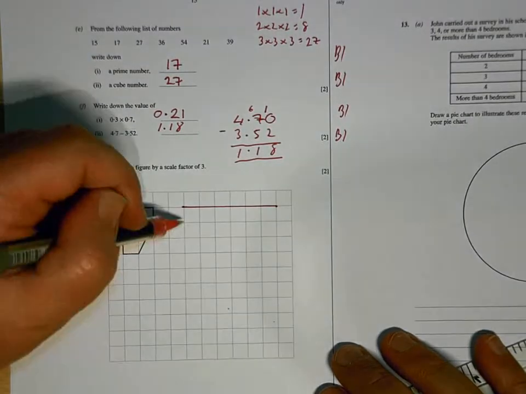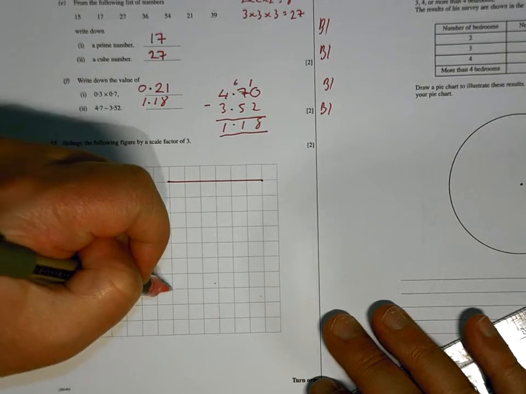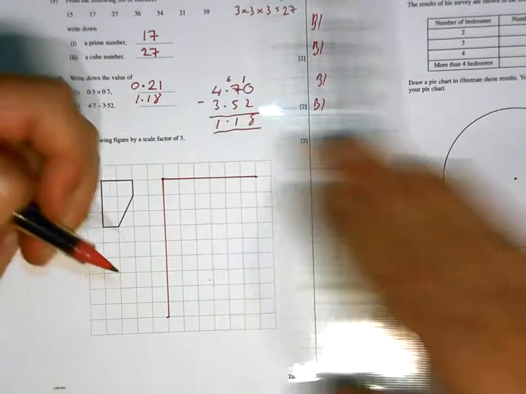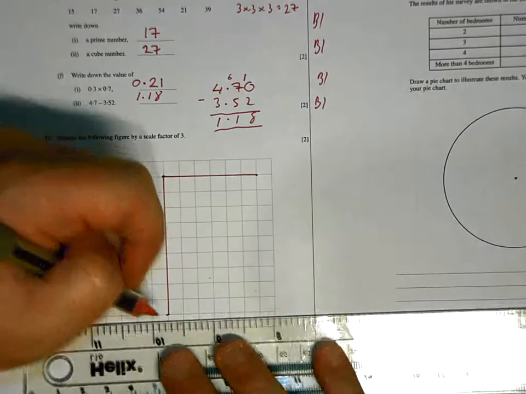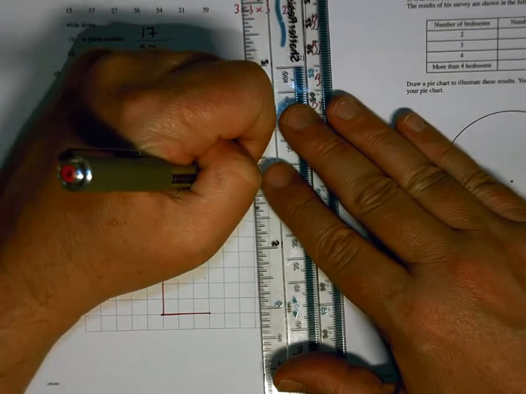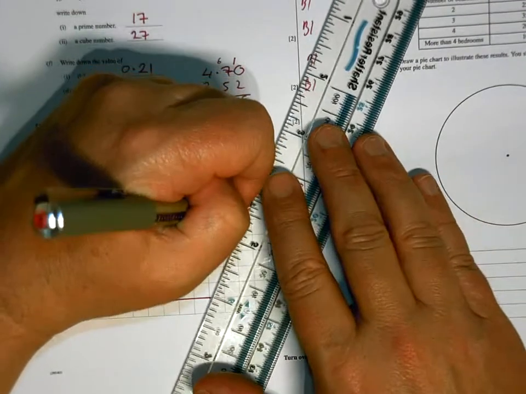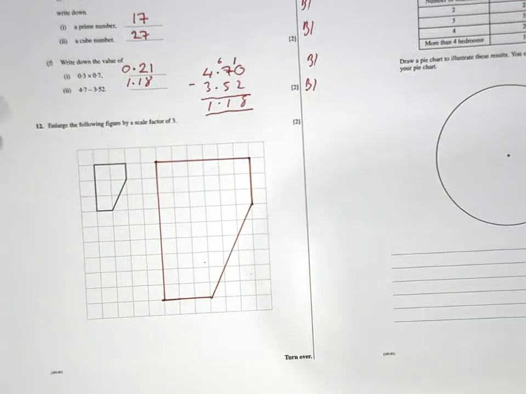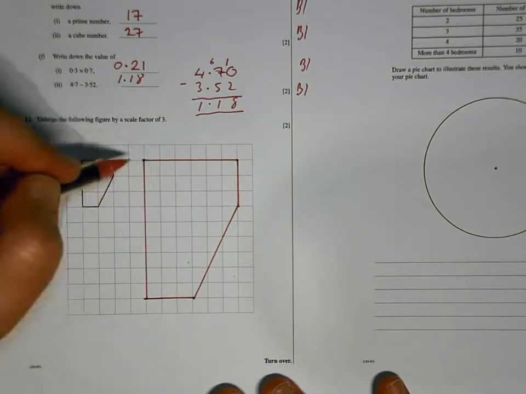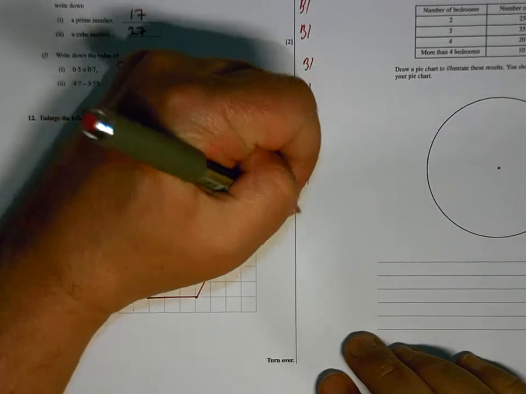This one is 3, so it's going to be 9 on the enlargement. 1, 2, 3, 4, 5, 6, 7, 8, 9. That's 1, so it's going to be 3 on the enlargement. That's 1, so it's going to be 3 on the enlargement. And then you're just going to join up from there to there. So for that, there'll be 1 mark for the horizontal and vertical sides and 1 mark for the slope.